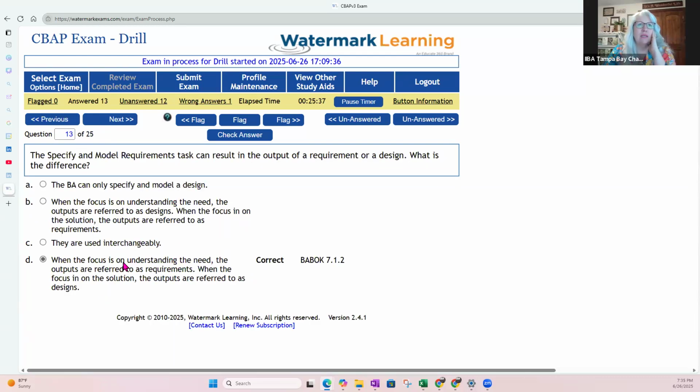If you didn't catch this, guys, these two are exactly the same, except these words are reversed. You're going to see this a few times in the actual test.